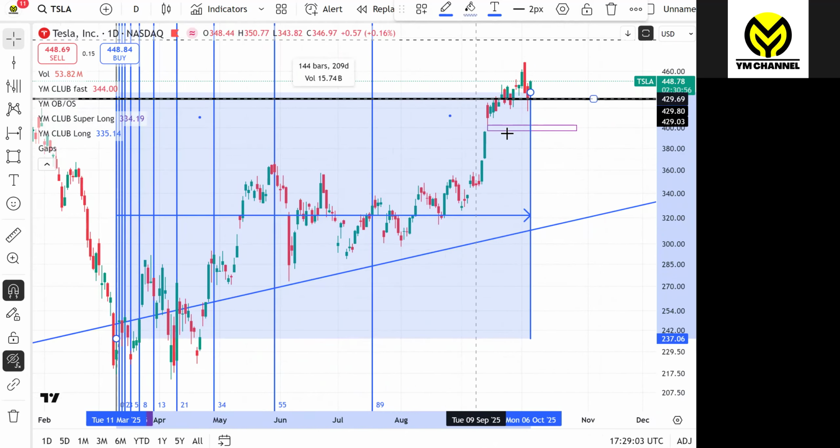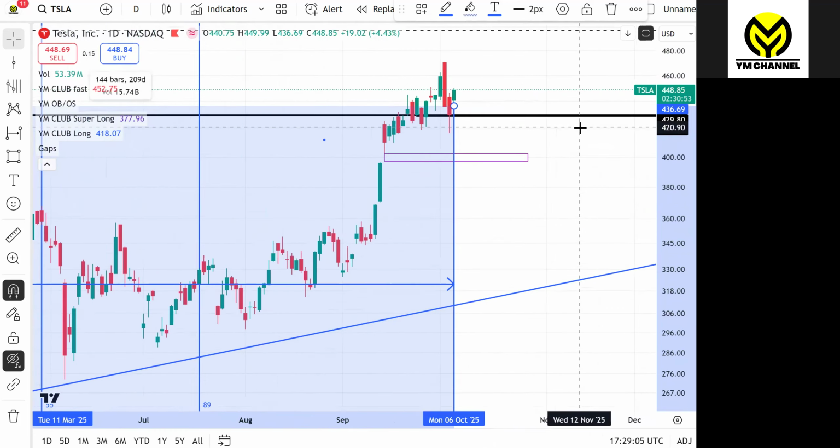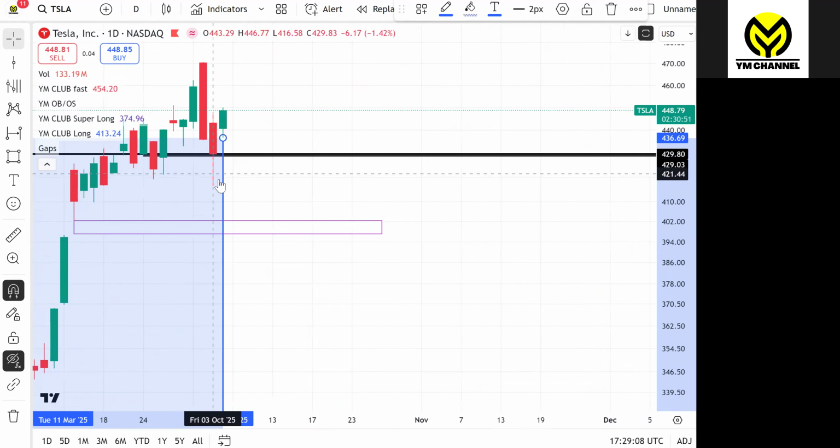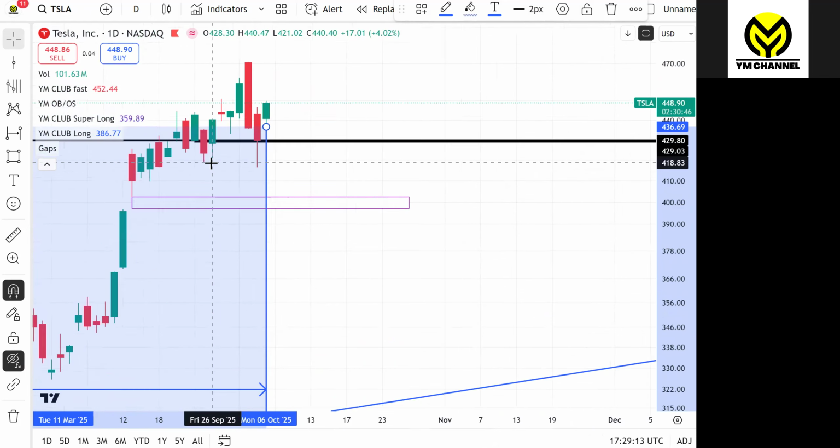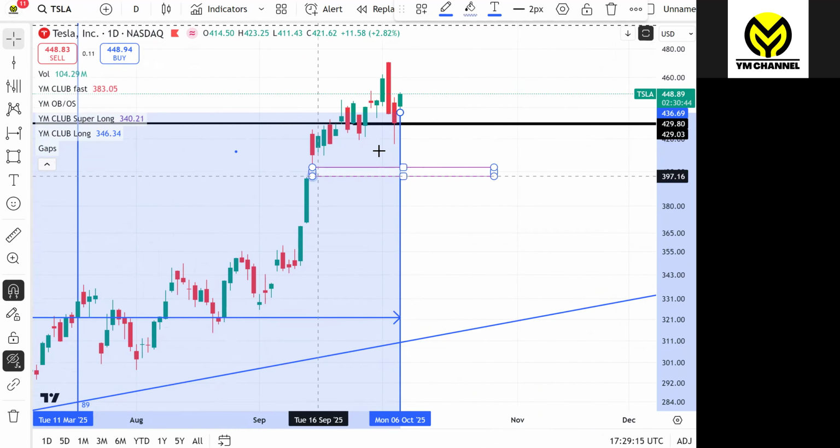Another thing, there is also a gap here. This is a gap. And on the last trading day, basically, we haven't touched the gap yet. We haven't touched the gap yet. So see how it goes next.